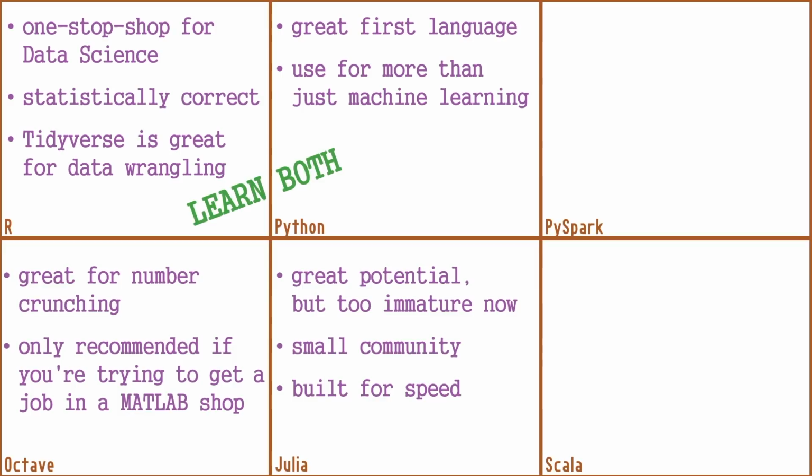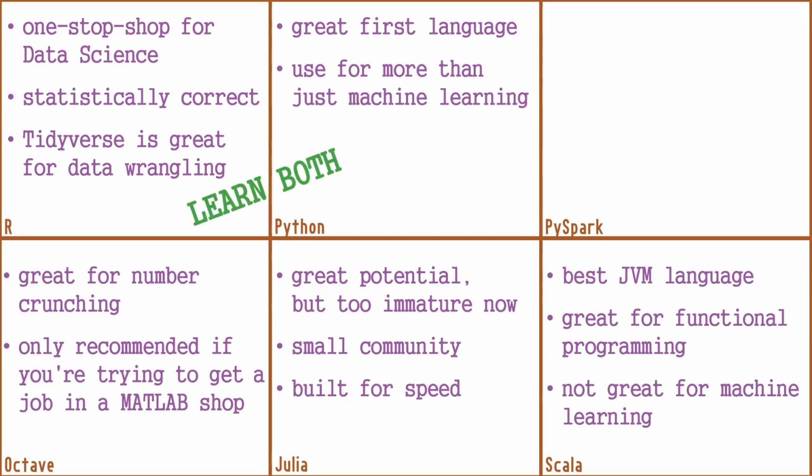Julia is quite an ambitious project, and it shows great potential, but it's just too immature right now. It has a small community of active users compared to the more established languages, so it's often difficult at this point to find useful help on Stack Overflow and Google. Julia is all about speed. It wants to be like the C programming language for data scientists. So maybe if you watch this video 5 years from now, Julia will be the queen of machine learning languages.